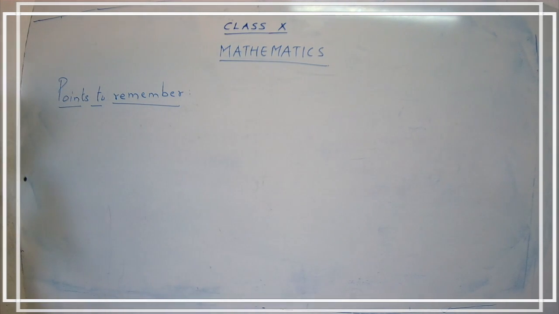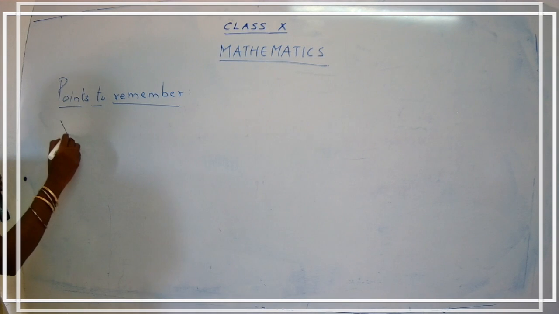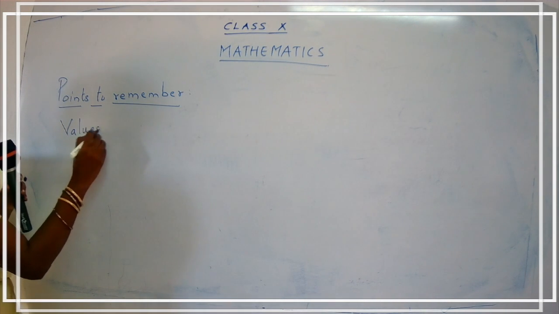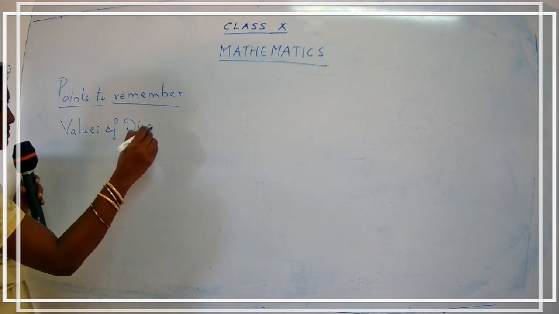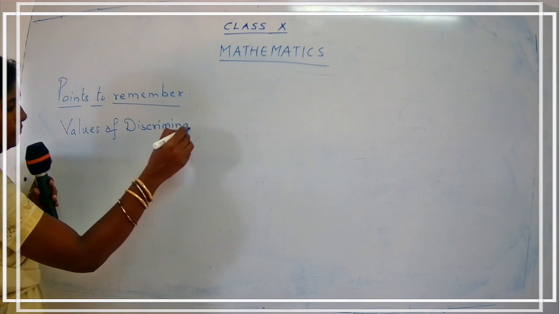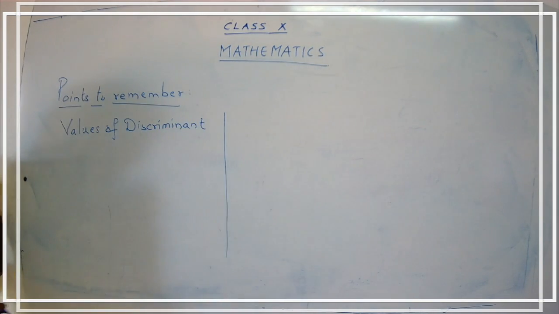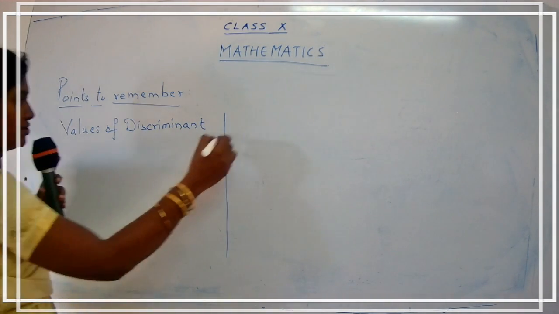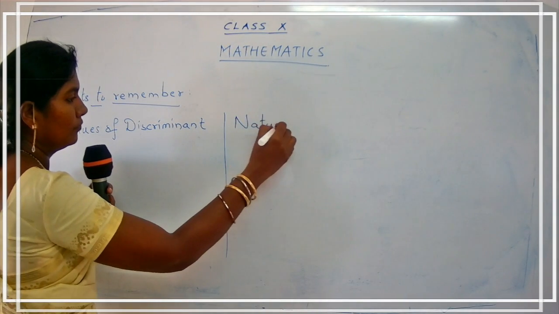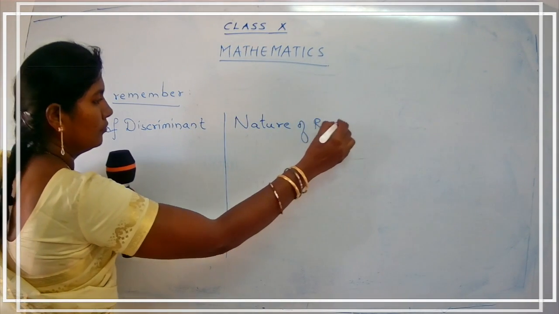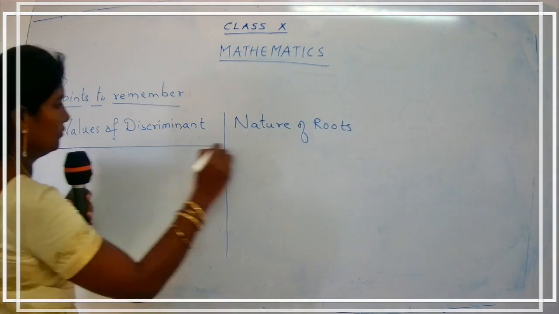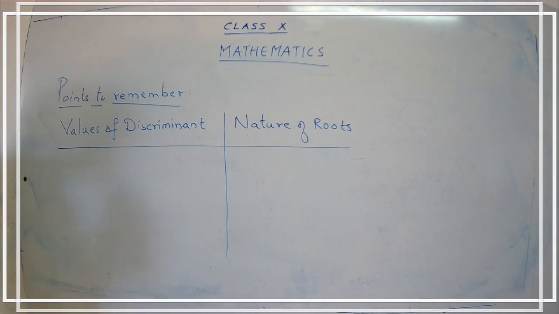You can see a table over there. Yes. So we are going to draw a table and write down that table under points to remember. So draw a table. The first one is values of discriminant. Nature of roots.